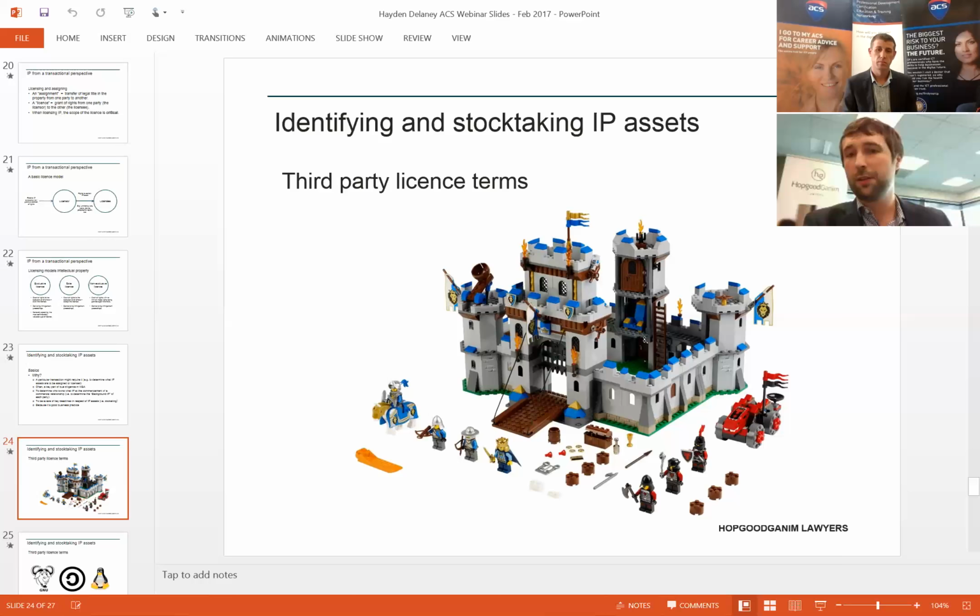Maybe someone's already got pre-existing drawbridges. So you've built this castle, but the only thing you don't have is the drawbridge. You could go and build it yourself, but you can save heaps of money by going off to someone else and using their drawbridge. So you might use a third-party drawbridge. The rest is all yours.